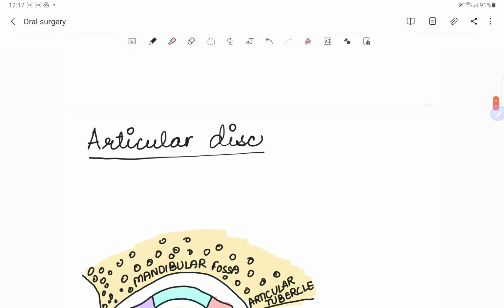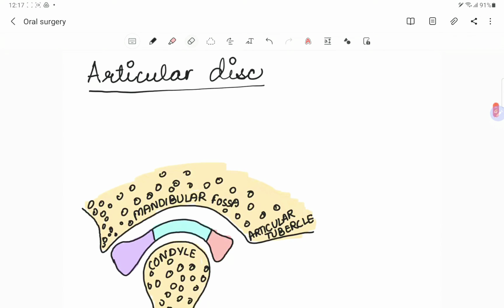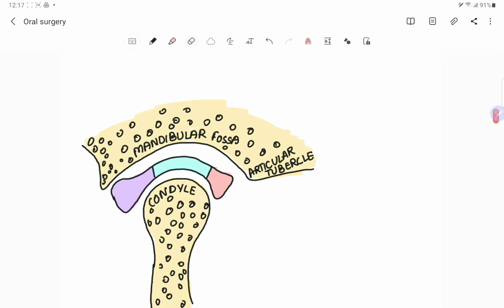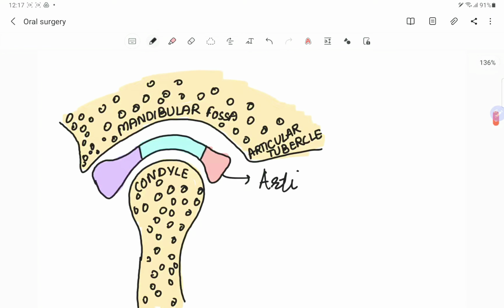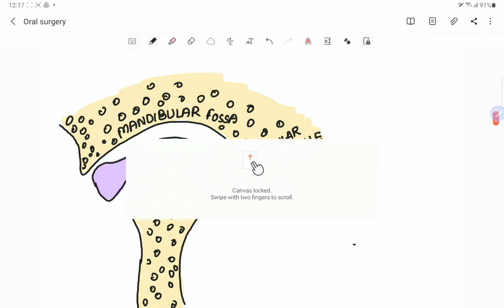So let's get started with the temporomandibular joint disorders today. Before we get started, let's revise the articular disc, because it is very important that we revise it. The temporomandibular joint anatomy we have already covered in the previous lecture. So this is the mandibular fossa, and the condyle of the mandible fits in the mandibular fossa. And then we have the articular tubercle over here, and you can see the colored one is the articular disc.